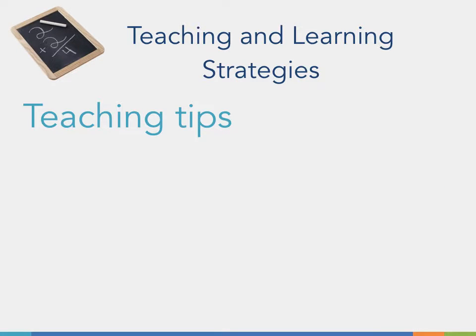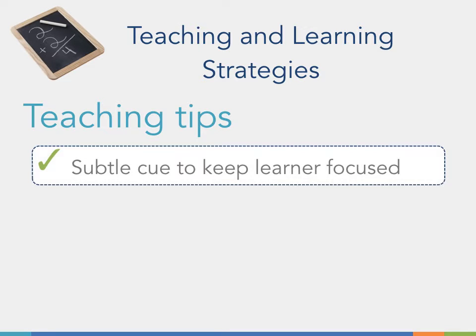Other teaching tips could be to develop a subtle cue to keep the learner focused. So while you're teaching or explaining instructions to a task and you see the learner starting to daydream or wander off, you could have a subtle cue between the two of you just to bring the learner back, to draw their attention back to what you're talking about. And this could be a slight touch on the shoulder. And if this is what you decide to do, please ensure that you've asked the learner's permission to touch them before deciding on this cue.